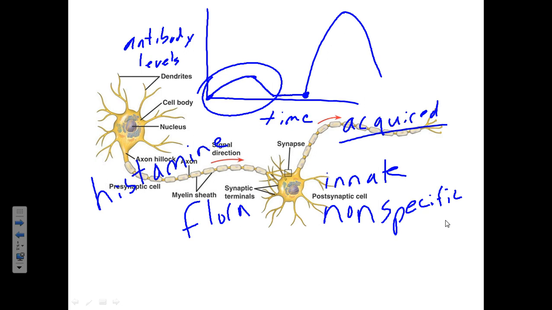Non-specific stuff, parts of your immune system that just protect you from general stuff, not anything in specific, just things in general. That is where we'll call it today.